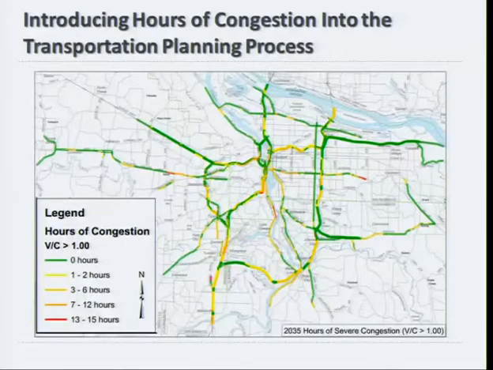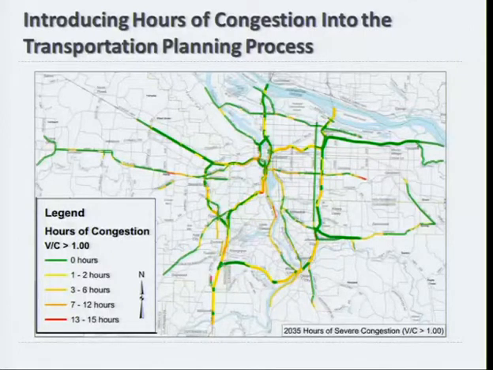Now that we had the volumes and the volume to capacity ratios on all the links in the system, you can count them up and plot them in bar charts or bandwidth plots, color-coded, whatever. And here's one of them, looking at what we call hours of congestion. How many hours of the day are these links congested? You can color-code them, bandwidth plot them, and look at them and compare them for different scenarios. If we add a lane of freeway here, if we extend Max, how do the with and the without for 2035 compare?